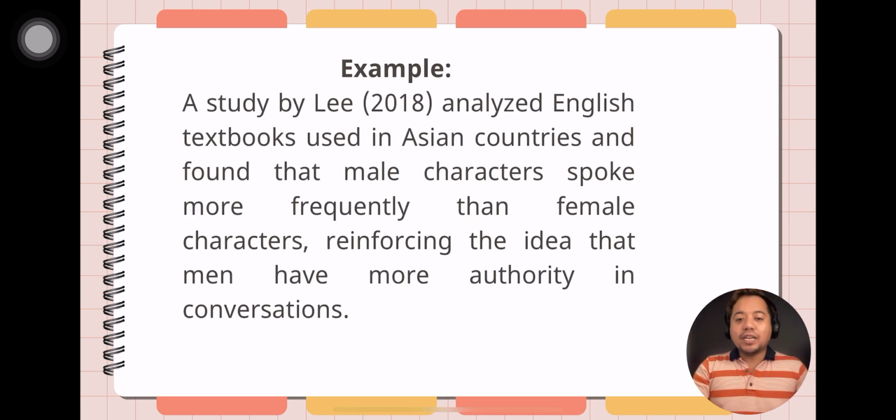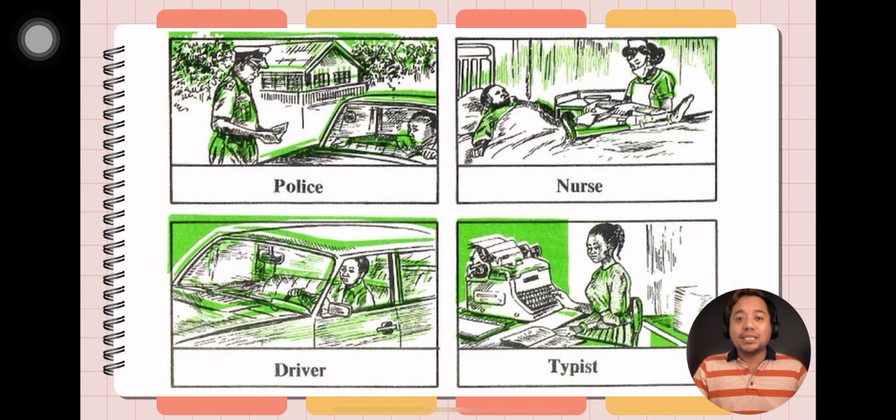For example, a study by Lee in 2018 analyzed English textbooks used in Asian countries and found that male characters spoke more frequently than female characters, reinforcing the idea that men have more authority in conversations. As you can see in this image, the police and the driver are drawn as male, while the nurse and the typist are female. When textbooks primarily showcase men in leadership positions and women in traditional caregiving roles, students may internalize these ideas as the norm.